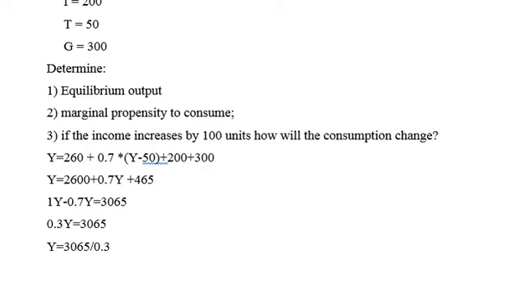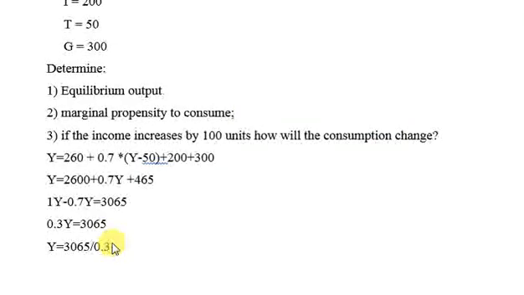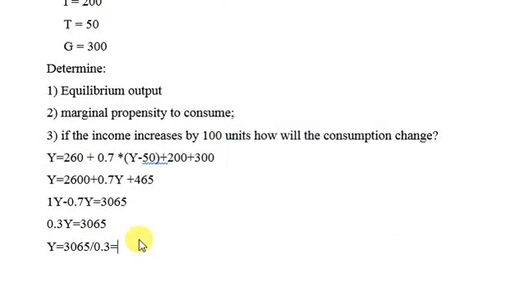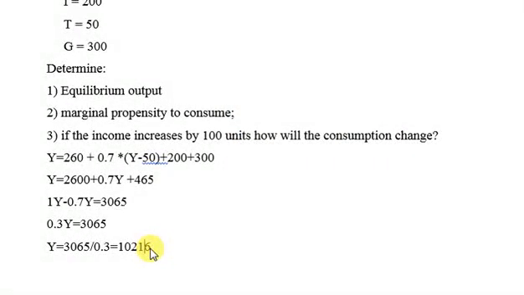Oh, I do have it here. Come on, it's a computer. We have it. So 3065 divided by 0.3 will give us something like 10216, 10216.67, well, 17 if you approximate it correctly. Well, and this is the solution. That is our equilibrium output.